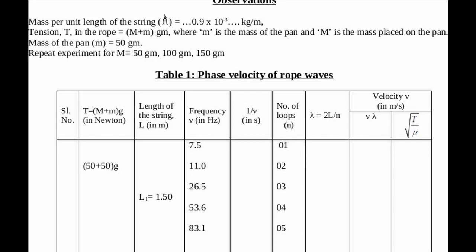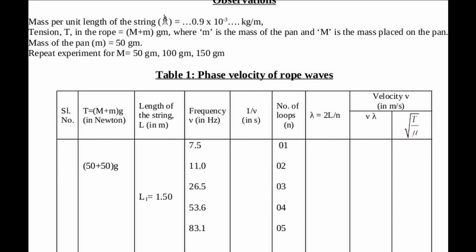In the third column of the table, we record the length of the string. So the experiment was conducted with a length of 1.5 meters. And you can see that L equal to 1.50 is recorded in the third column. Having recorded the tension and the length, we will now start the signal generator and slowly increase the frequency until we get the first standing wave.